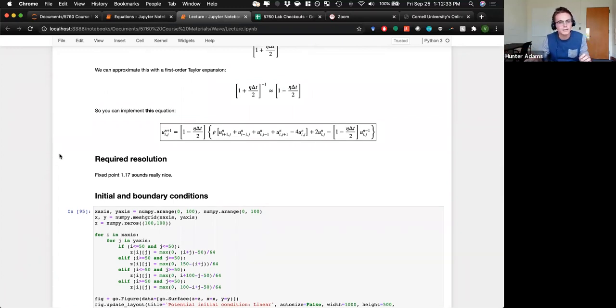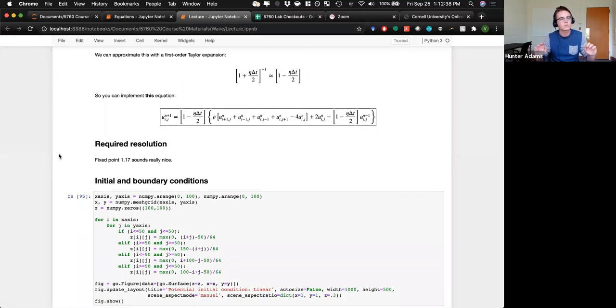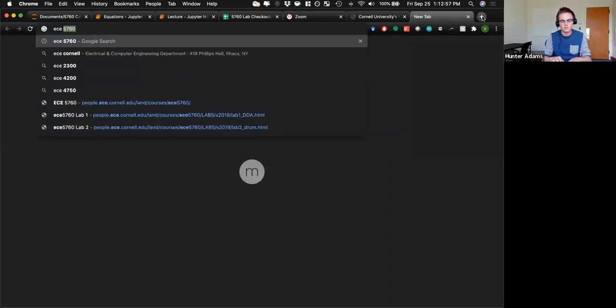So I'm going to talk in a lot more detail about the parallelization scheme next time. But start thinking about parallelization and balancing these resources. I thought it would be instructive to take a look at the resources that are actually available to you. So I'm going to go to the course website here.